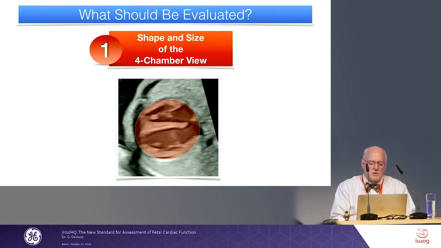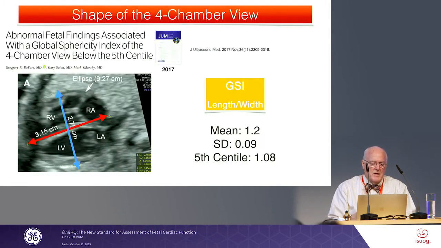So first, let's look at the shape and size of the four-chamber view. How is this done? This is a paper published in 2017, and what we did was measure the shape in diastole, the length of the four-chamber view and the widest width of the four-chamber view. When you divide the length by the width, you compute what's called a global sphericity index. The global sphericity index is simply a measurement of how round the four-chamber view is. And I'll show you in a moment, we've seen that it has direct applications. A value of less than 1.08 is considered to indicate that the four-chamber view is more globular in shape.